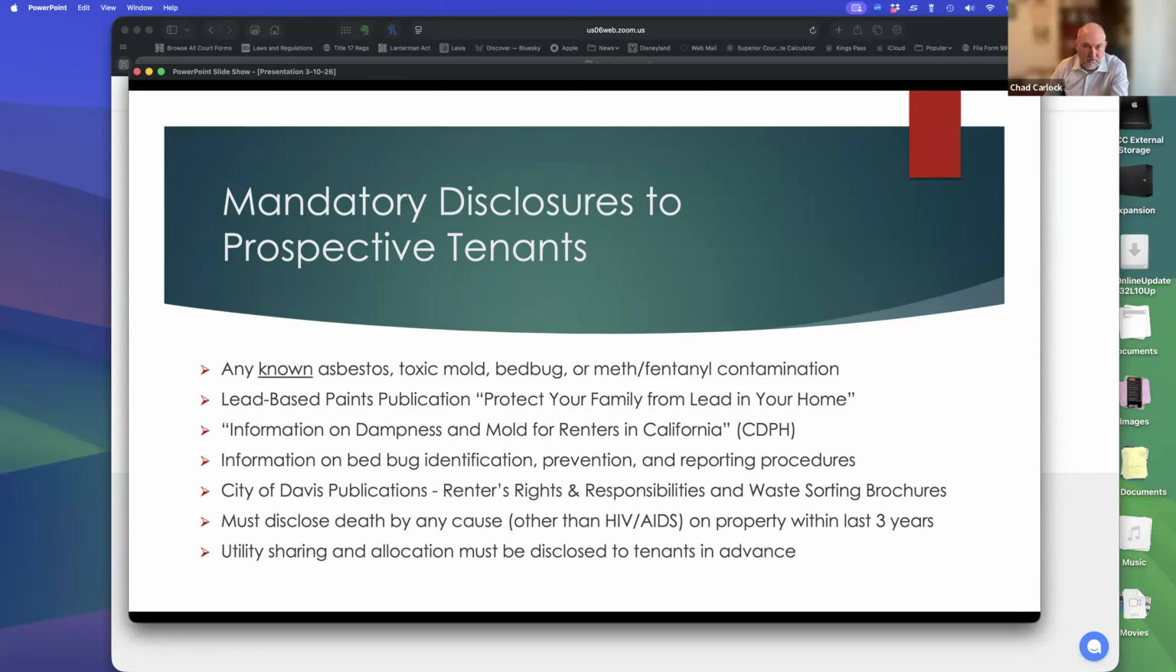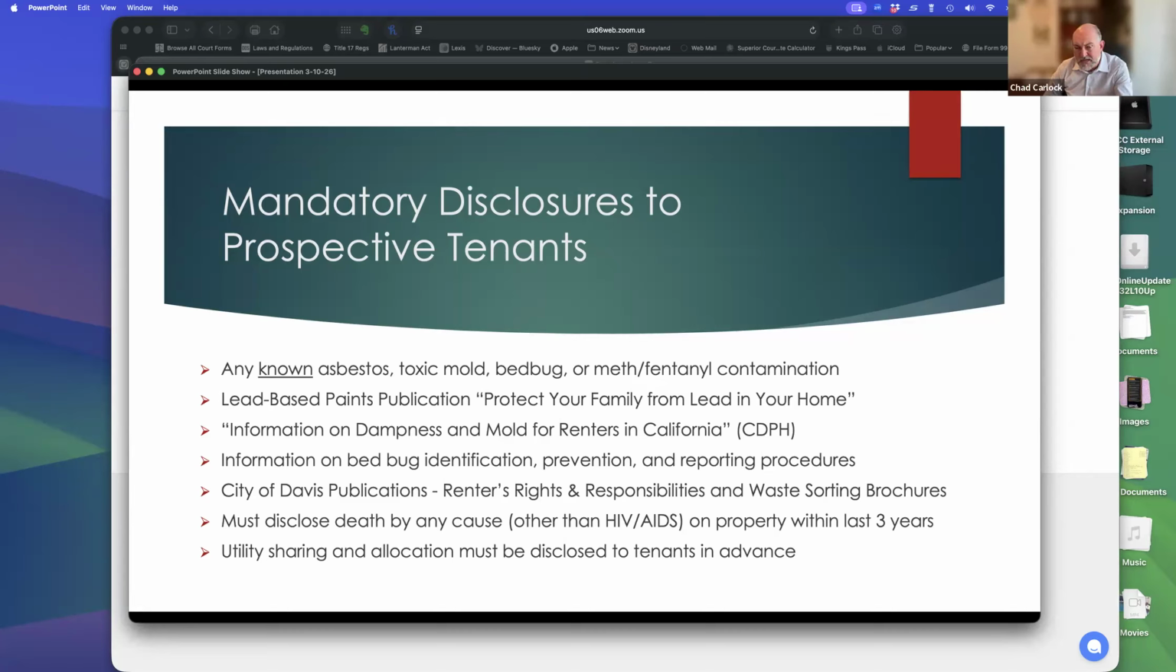That is also another handout, a PDF document that you need to include in the information you give to the tenants at or before the beginning of the lease. And then the City of Davis has its own specific publication. In addition to the first three, which are all right above this, are all state requirements and federal requirements. In fact, for the lead-based paints one, the City of Davis's unique publication is Renters' Rights and Responsibilities.